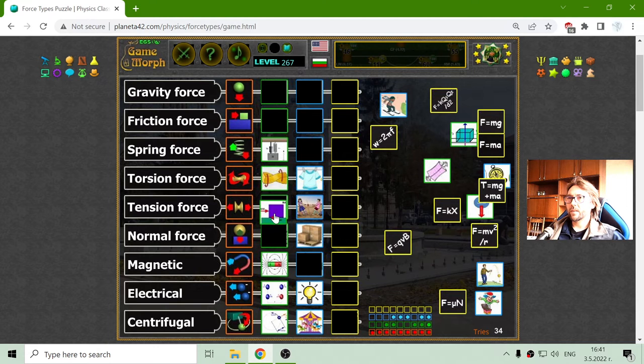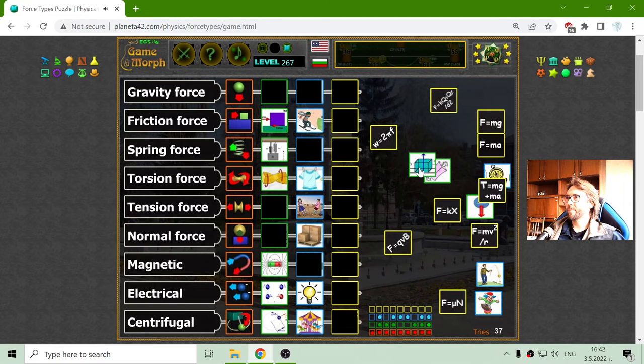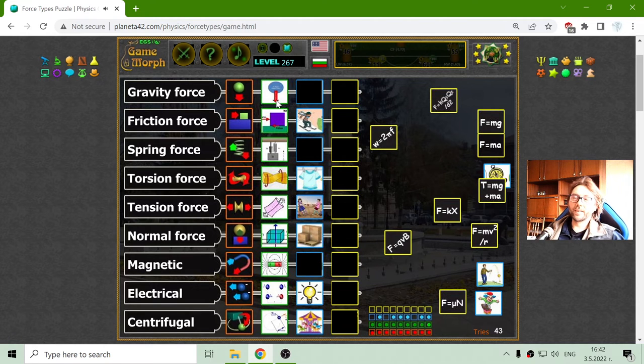Okay, this green one. Friction. Also, the skiing man should be in friction force. This is maybe the normal force example. The tension. That should be... not gravity. Gravity. Okay, what is that? Spring. This is a clock. No. This is the compass. Okay, this is the spring force, this toy.